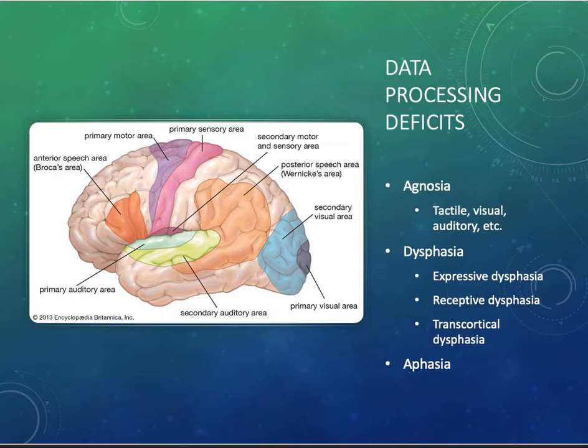Now, if you are deaf, it's not really called an auditory agnosia, because if you're deaf, you're not hearing it. This is a processing deficit, okay? If you have visual agnosia, you're not blind. You just can't identify things, okay?